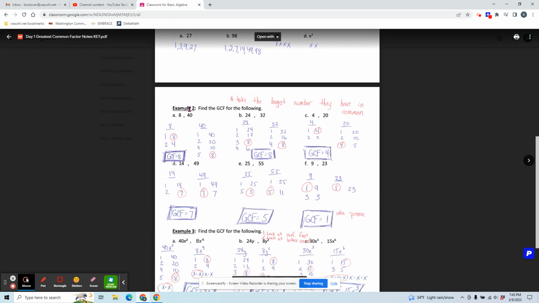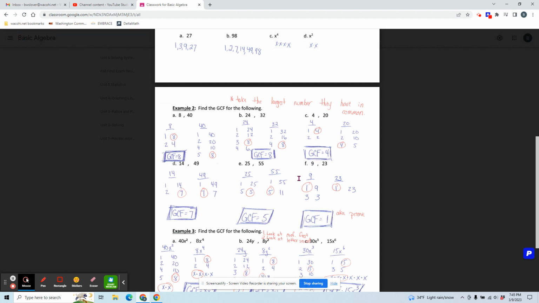So we're going to start example 2 by finding the greatest common factor of the following. Now, it looks like there's a whole lot going on here, but all I did for all of these, and you're going to see this, is I just listed all of the factors of the numbers. That's why it looks like there's a lot going on and that it's complicated, because I listed all of the factors so we can see what was going on. So my factors of 8 are 1 and 8, 2 and 4. Of 40, 1 and 40, 2 and 20, 4 and 10, 5 and 8.